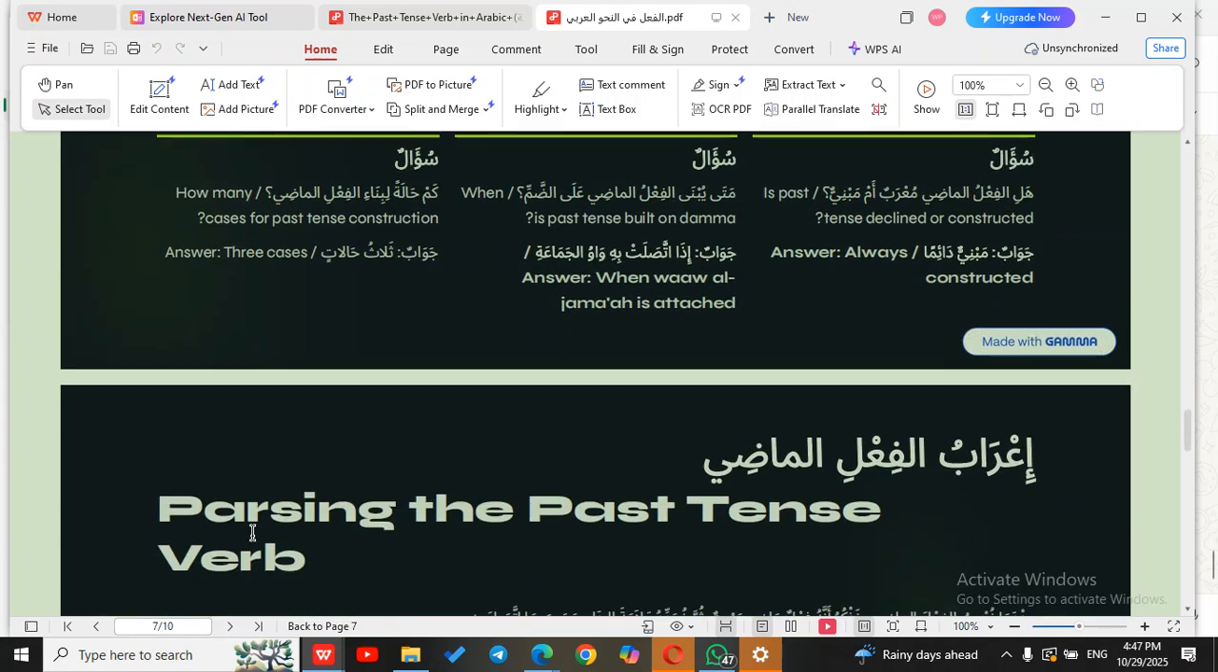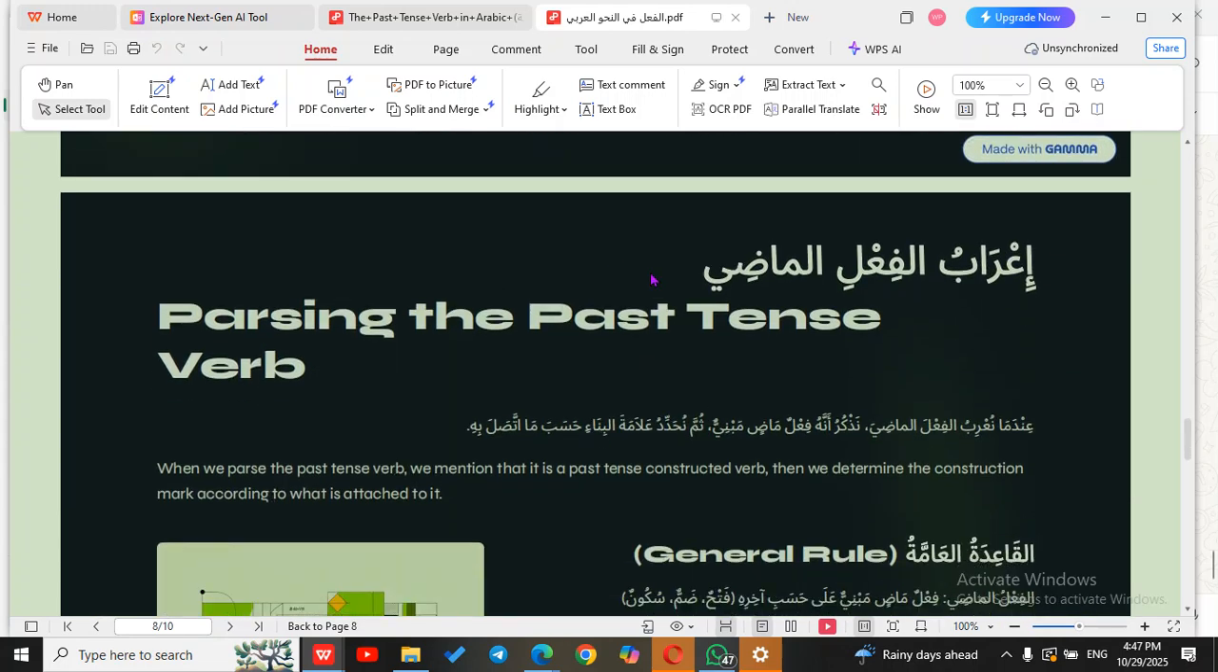Now, here we are going to discuss the i'rab of fi'l madi, parsing the past tense verbs.